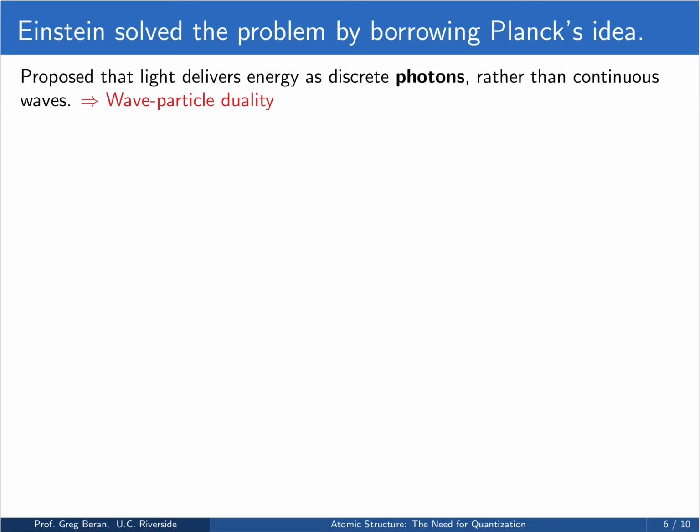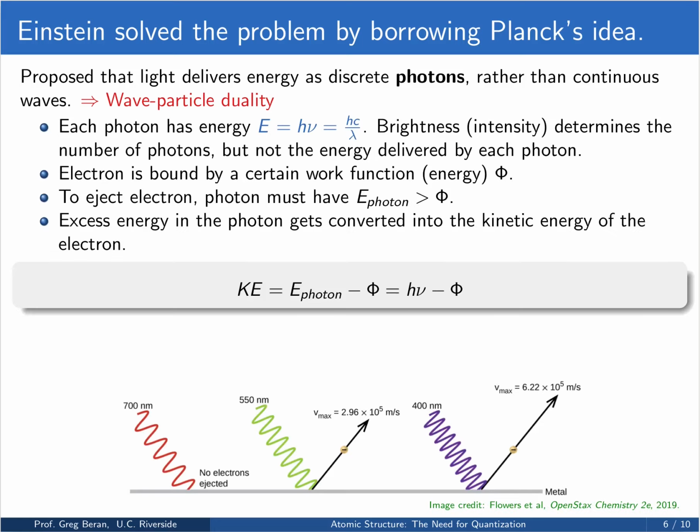In other words, this is the first instance of something that we're going to talk about more in future lectures called the wave-particle duality. That in addition to the wave-like behaviors of light that we talked about in the last lecture, it can also have a particle-like behavior in the form of photons.